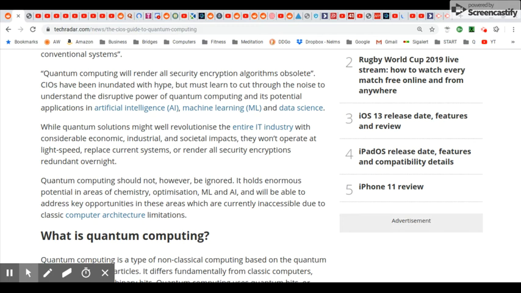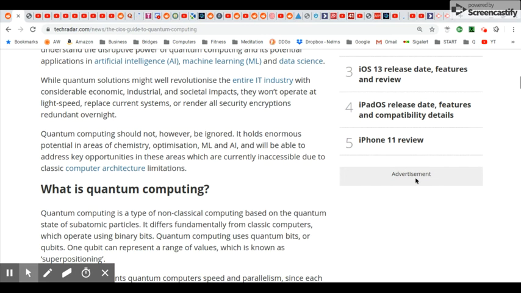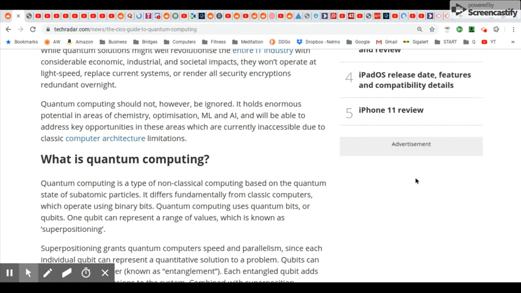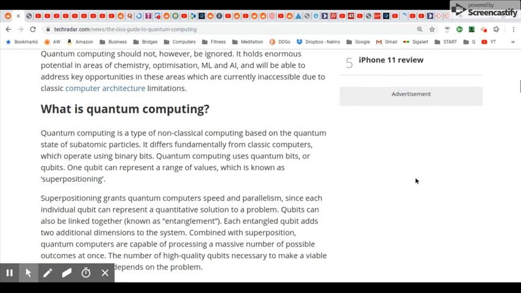Quantum computing should not, however, be ignored. It holds enormous potential in areas of chemistry, optimization, machine learning, and artificial intelligence, and will be able to address key opportunities in these areas which are currently inaccessible due to classic computer architecture limitations.